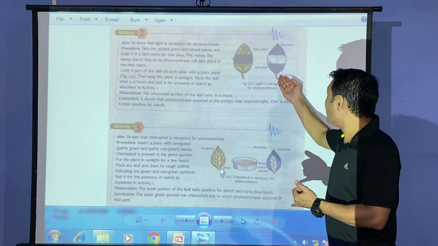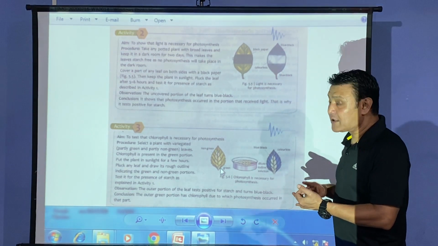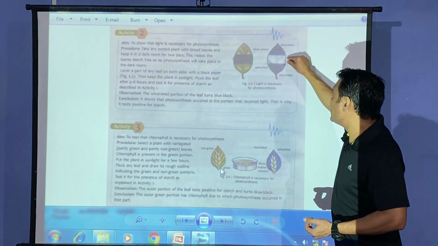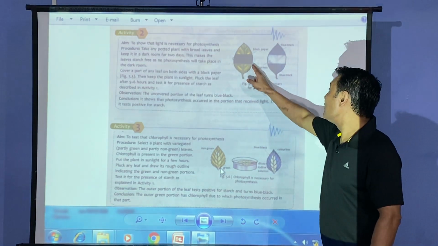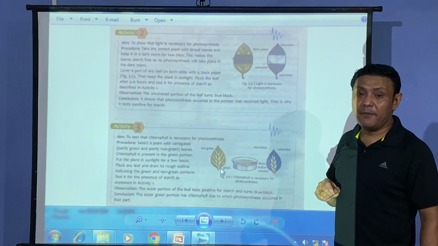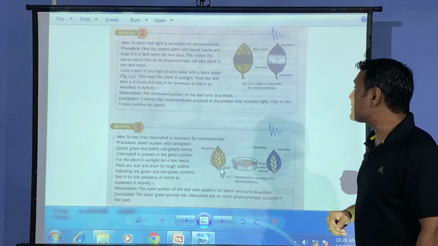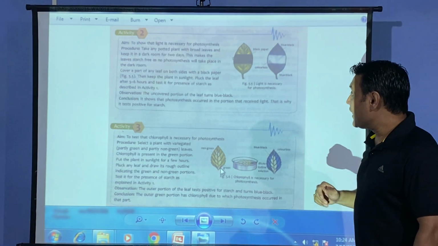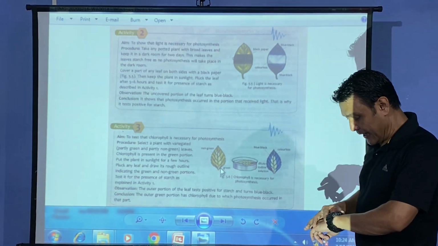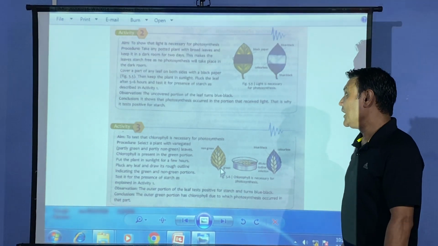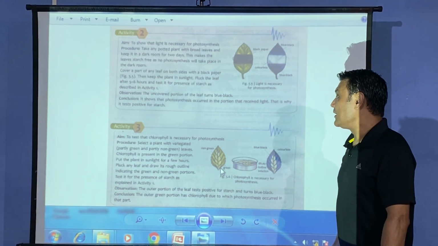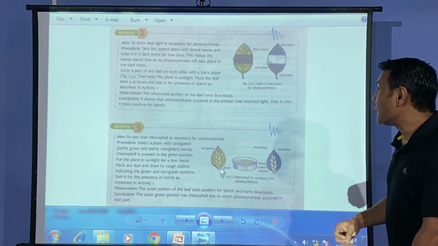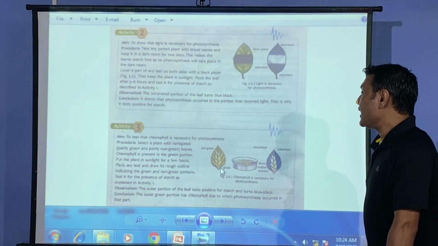Now there is water, there is chlorophyll, but why doesn't photosynthesis take place in this particular portion? Because there is no light. So this experiment proves that light is necessary for photosynthesis. Okay. Now we come to the last activity. And this activity shows that chlorophyll is necessary for photosynthesis. What is necessary? Chlorophyll is necessary for photosynthesis.